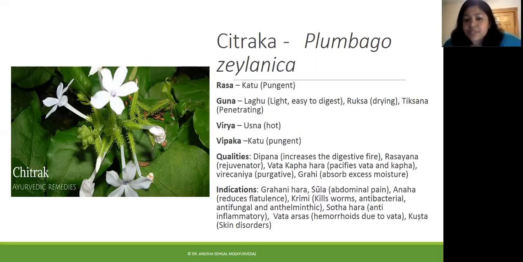So the rasa for this again here is katu rasa. The guna is laghu, ruksha, and tikshna. Virya is ushna, or hot. Vipaka is again katu. It is deepana, kapha vata hara. It's also a rasayana. And it is virechaniya. It also induces purgation. Plus, it is grahi.